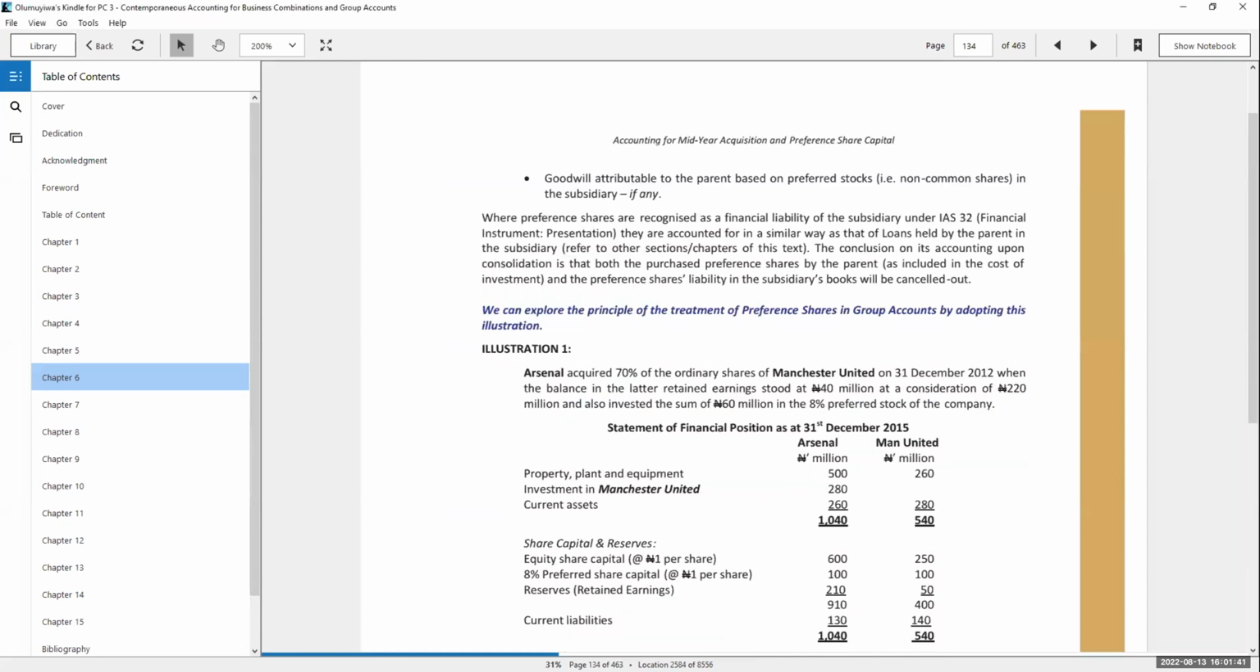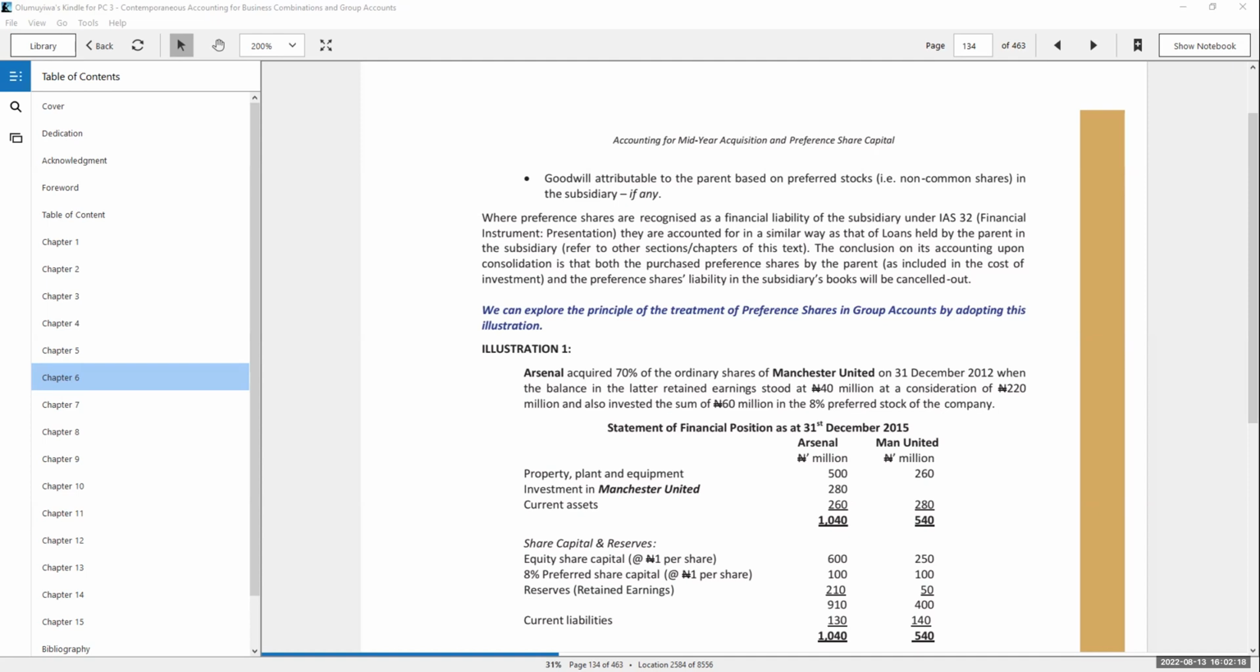We can explore the principle of treatment of preference shares in group account by adopting this illustration. Illustration 1. Arsenal acquired 70% ordinary share of Manchester United on 31st December 2012, when the balance in the latter's retained earnings stood at 40 million, for a consideration of 220 million, and also invested the sum of 60 million in 8% preference stock of the company. Property, plant, and equipment 500, 260. Investment in Manchester United 280.